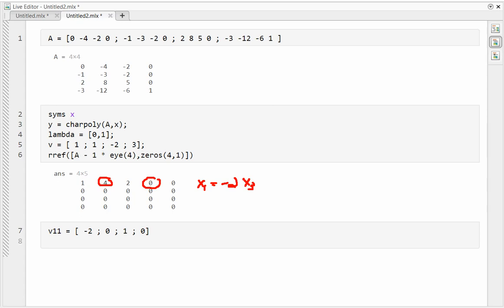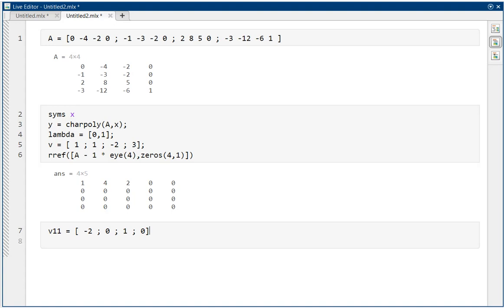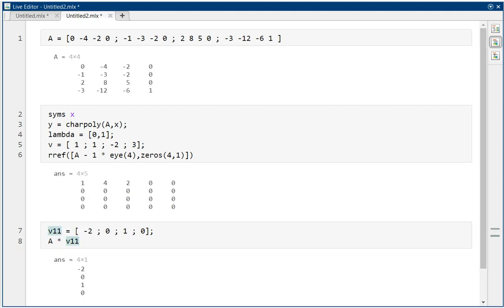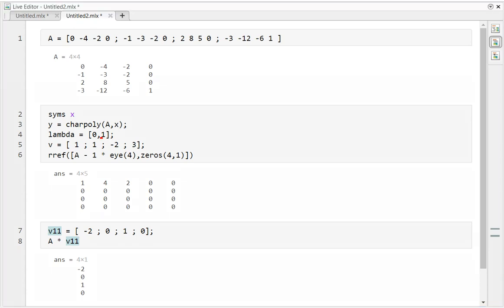So when x sub 3 is equal to 1, then I know that my first variable is equal to minus 2. All right, so that should be an eigenvector, and of course we can check. So let's do A times v sub 1,1, boom. And of course our eigenvalue is 1, so what this multiplication should do is just return the same vector, and it does. Okay, so we've got one that works.